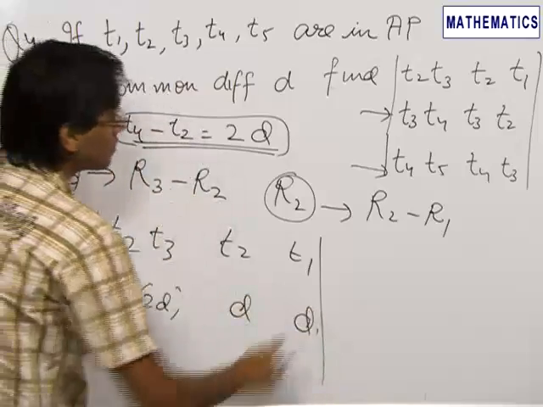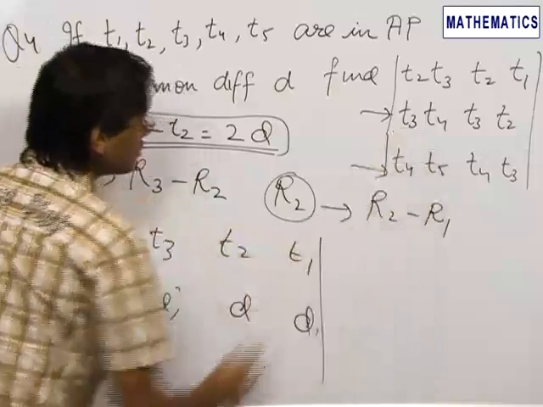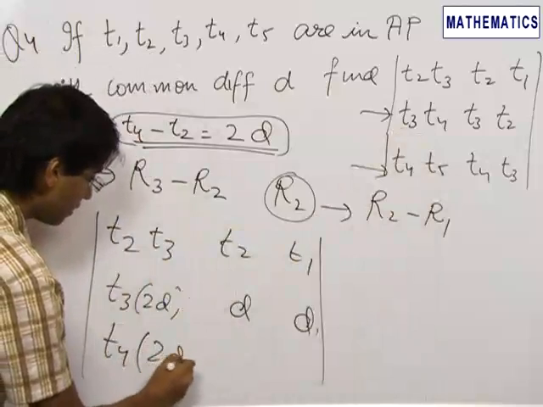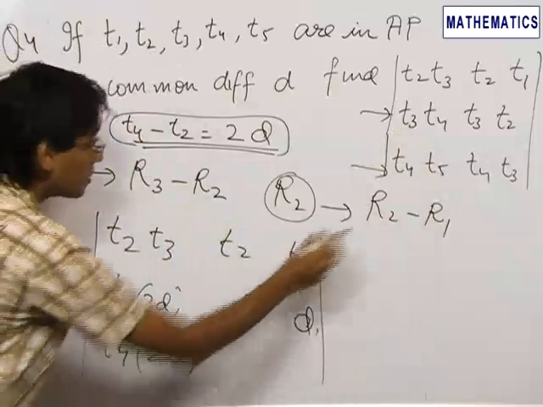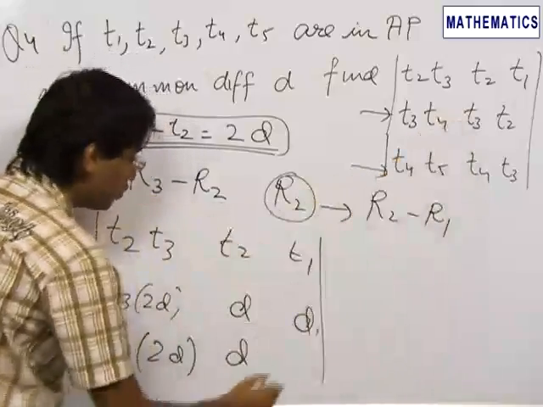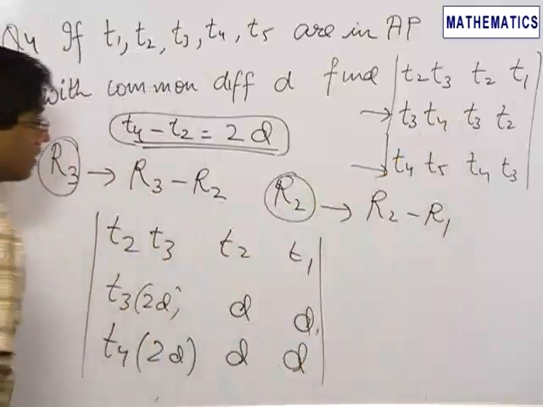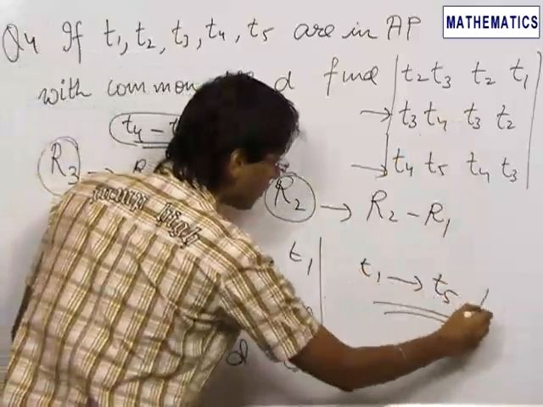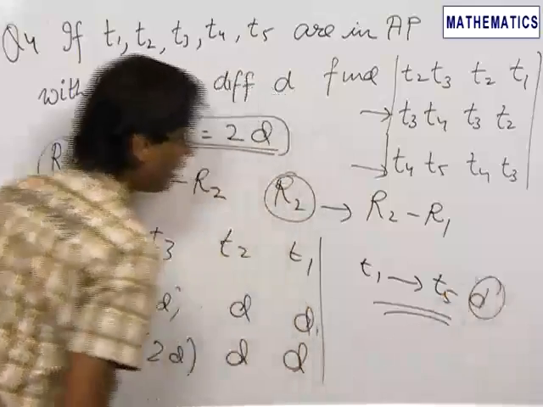R3 minus R2 becomes T4 times T5 minus T3, and T5 minus T3 is again 2D. This is T4 minus T3, which is again D, and T3 minus T2, which is again D, because T1 to T5 are in AP with a common difference of D.